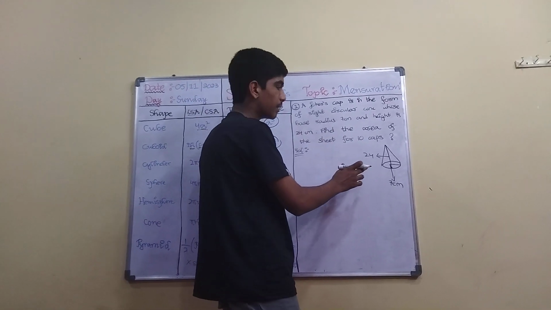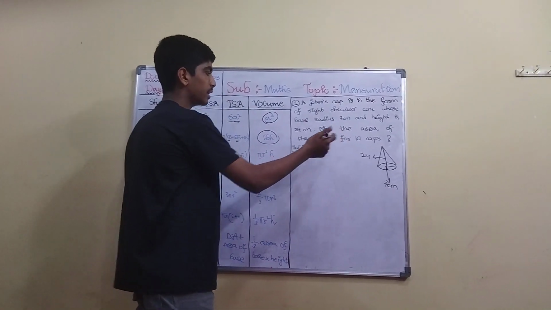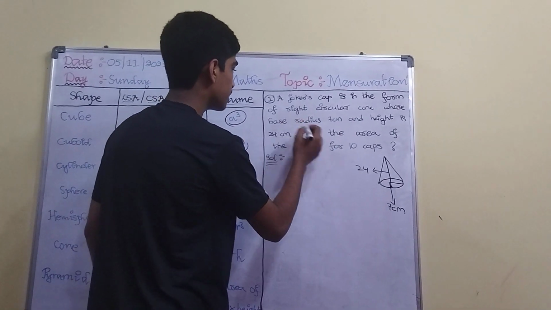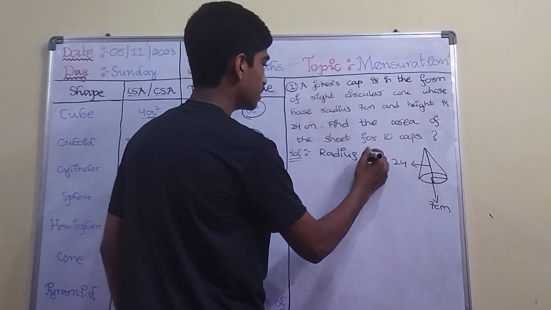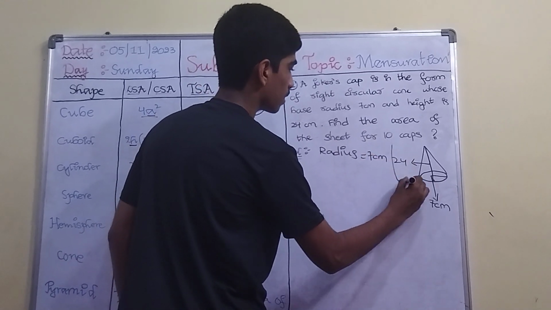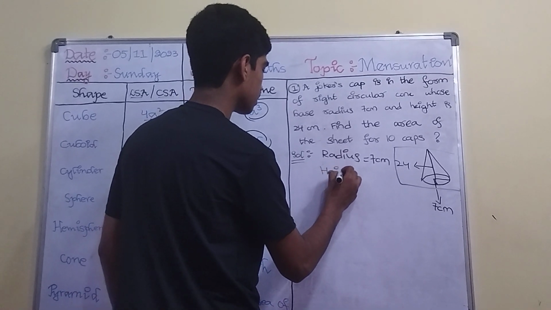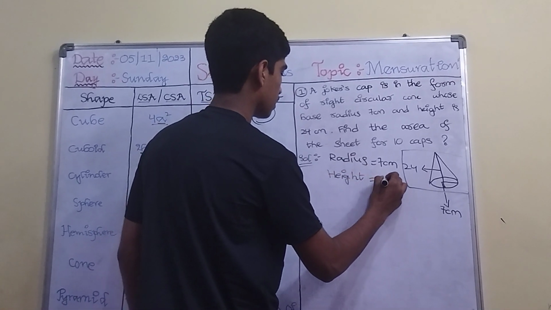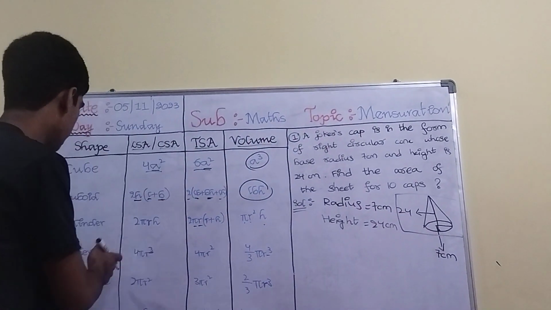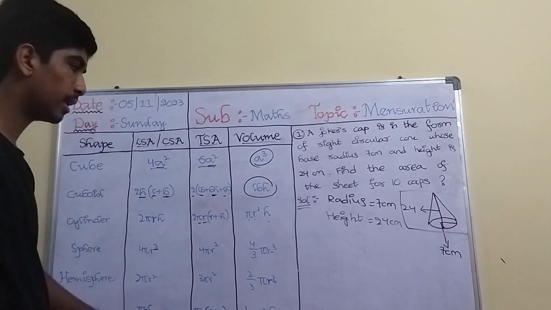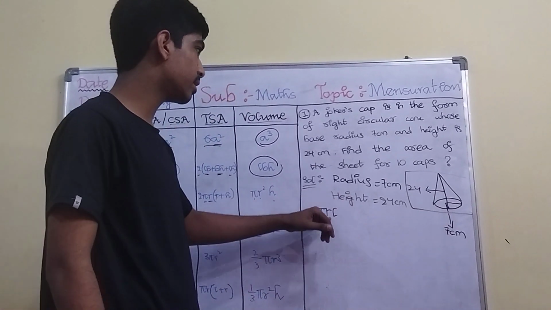So first of all, we have to find the area of one cone. Again, we will find 10 caps. We should multiply the area of cone with 10. So here the radius is given 7 centimeters and the height is 24 centimeters. So here it is visible area. So we have to take LSA. What is the LSA of cone? Pi r L. Pi into r into L. Pi r L is the formula. Here in question they didn't give the value of L.